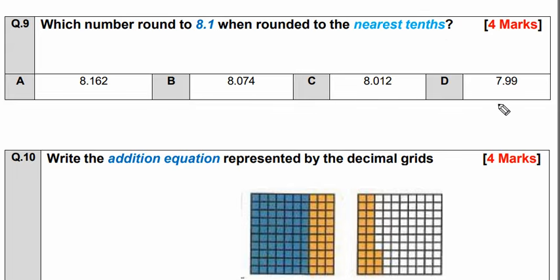Now this is saying tenth place, so let's come here. It's saying tenth place, so I will look at the hundredth one. More than 5, 8.2. Tenth place, more than 5, 8.1. So that's your answer. Let's check these also. Is this more than 5? No, less than 5. So this is 8.0. And this is more than 5. So again, this is 8.0. Okay, let's go to the next question.